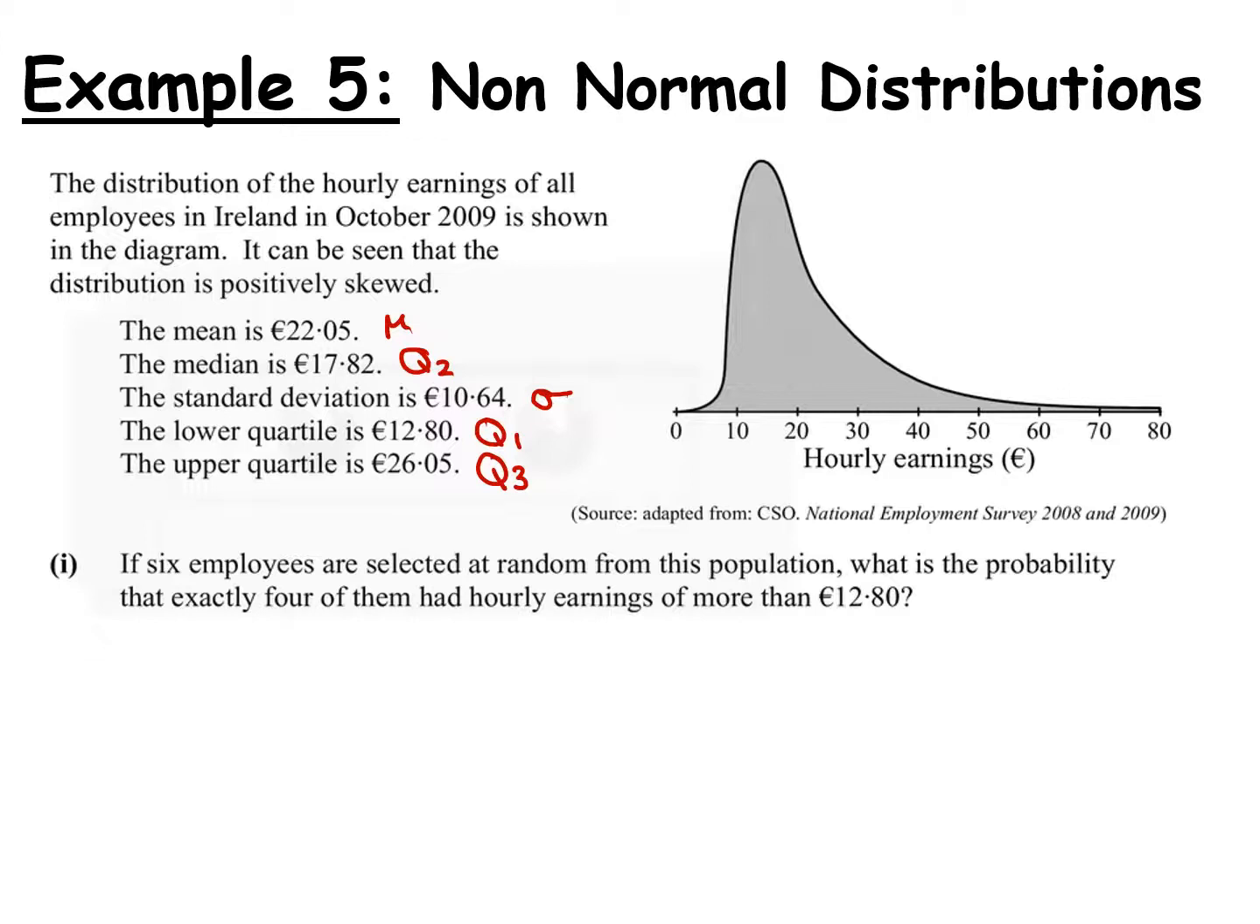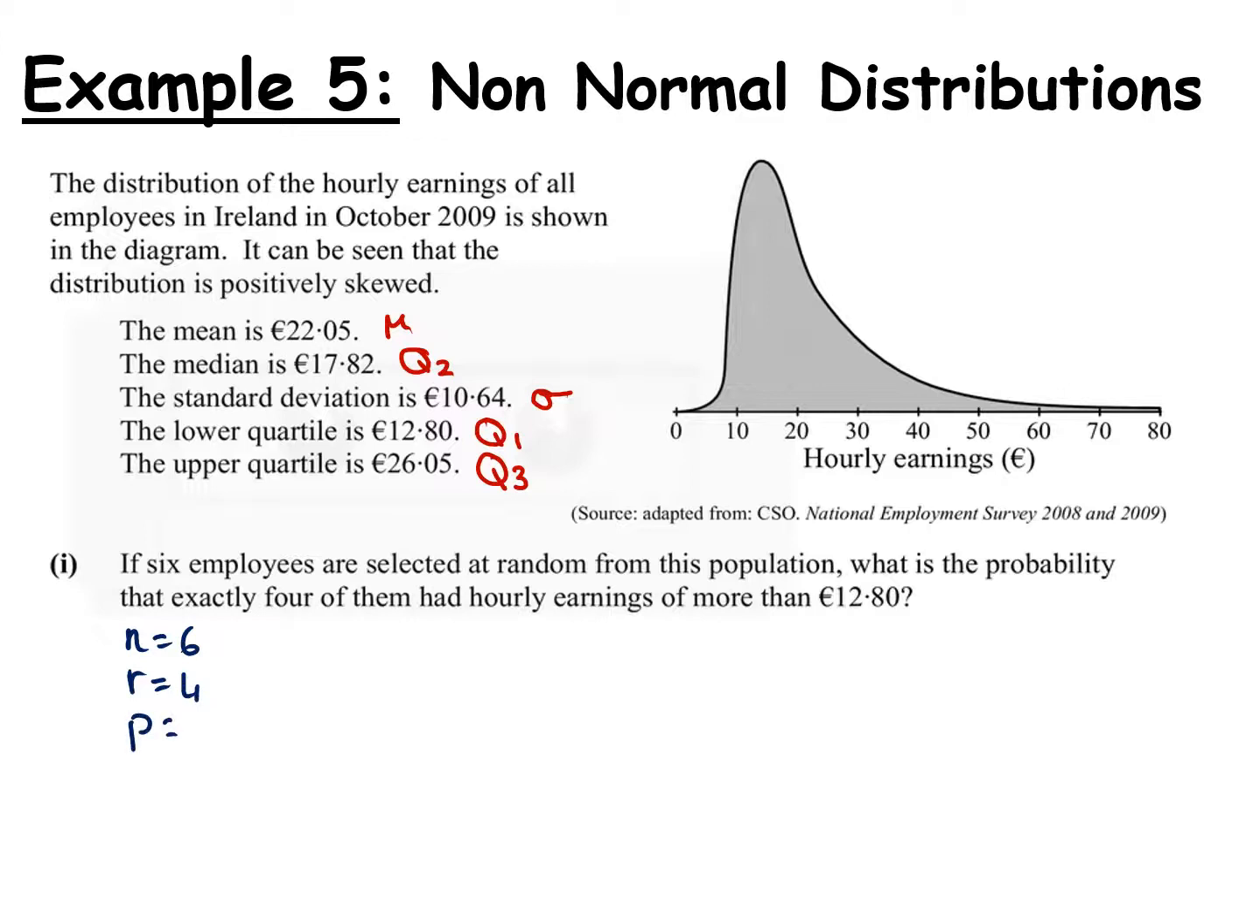So that's where everything is. So definitely not normal, cannot do anything with regards to normal distribution, cannot use z-scores, anything like that. So we have to work with it as is. So let's look at what the question is asking us. If 6 employees are selected at random from this population, what's the probability that exactly 4 of them had hourly earnings more than 12.80? Okay, so hopefully at this point when you see this kind of style question, Bernoulli should come to mind, because I have 6 employees and I want to find the probability that exactly 4, but I don't know which 4, and that's important. The order we don't know. So we'll have n equals 6, r equals 4, and the p.